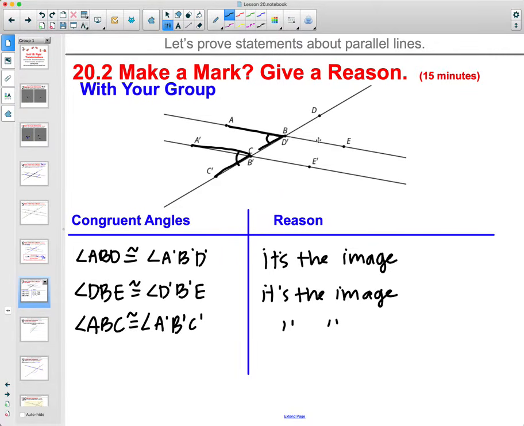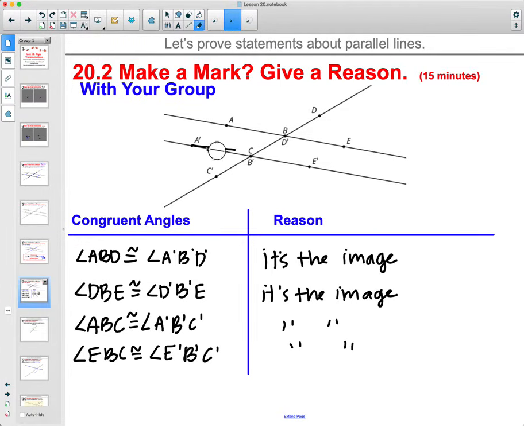And then maybe EBC is congruent to angle E prime, B prime, C prime. So they're all images of the original. And you may have come up with some others. That's okay. We're going to discuss some of those other ones in a bit.